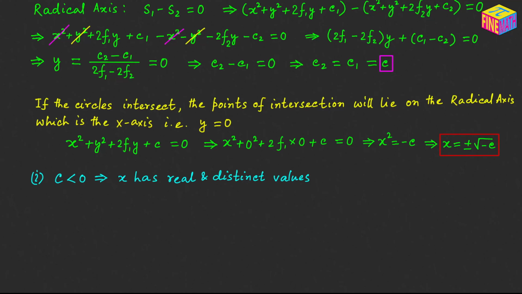Now if c is a negative number, then negative c is a positive number, then the square root of negative c will give us some real values. So when c is negative, x has real and distinct values, which means the circles in fact intersect each other.